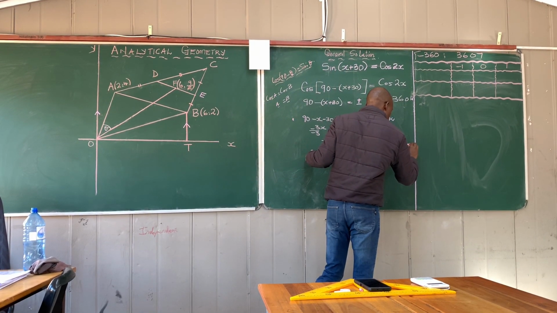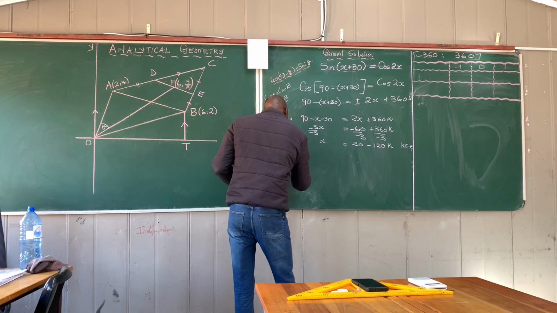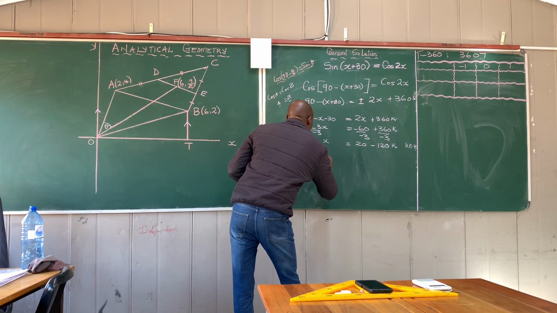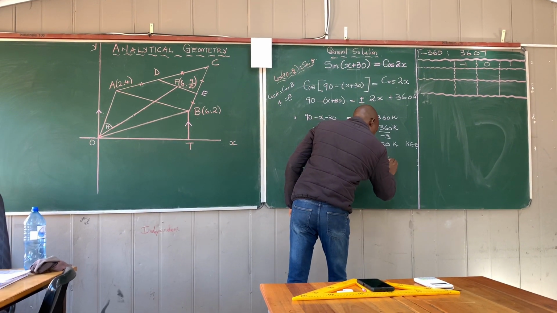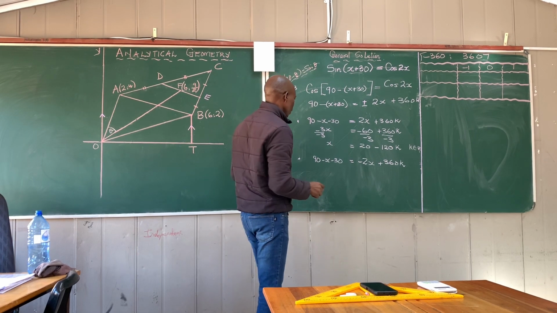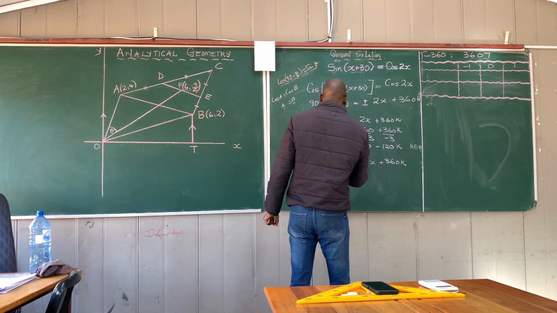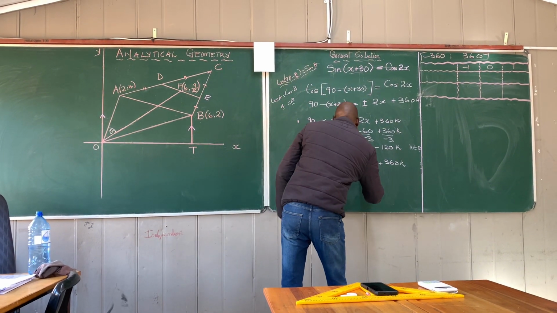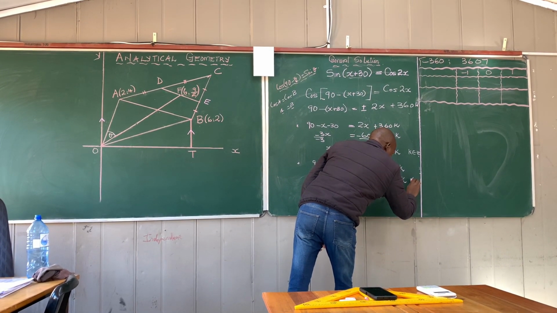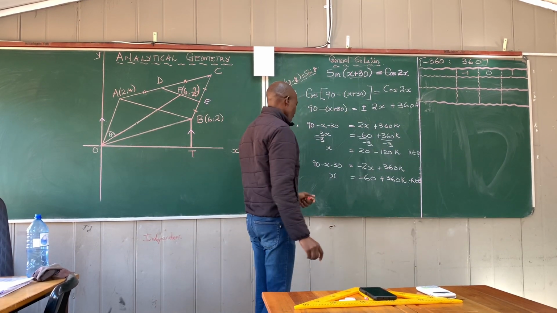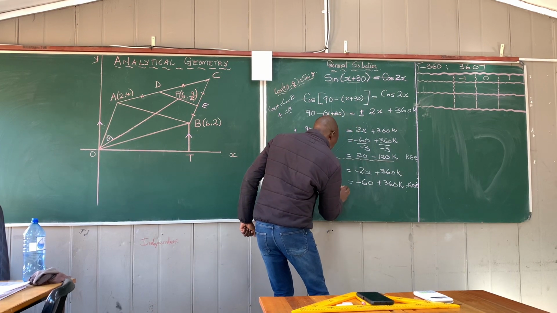Remember, our k is an element of integers. Now we are not yet done. We also have to do the minus. So for the minus: 90 minus x minus 30 is equal to negative 2x plus 360k. Then we collect like terms, minus x plus 2x. This becomes x is equal to, and then here we have again positive 30 minus 90, which gives us minus 60, so minus 60 plus 360k. Our k is an element of Z, that is the set of integers. So this is solution number 2. Now, this is the first one, and this is the second one.